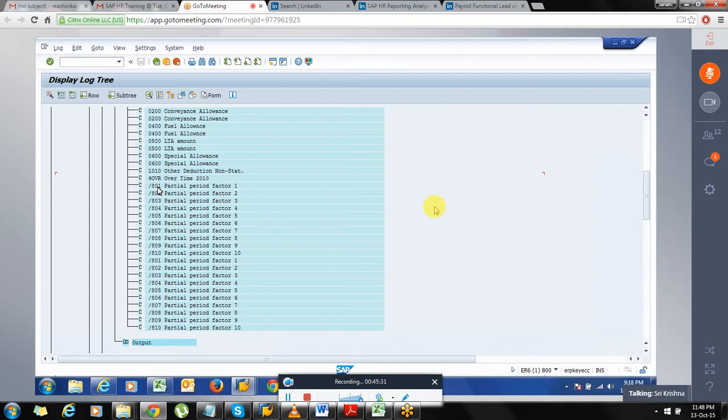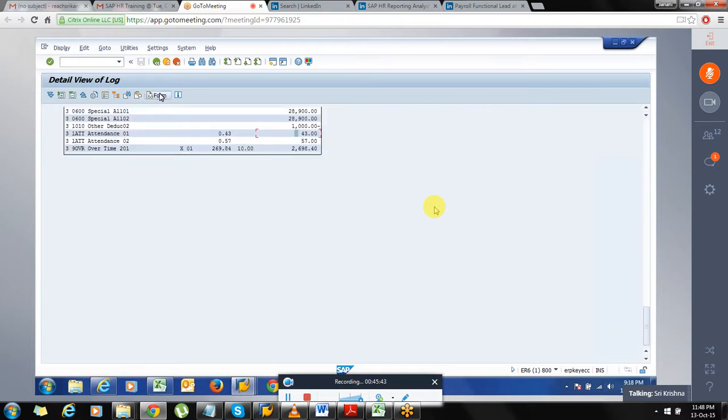If you club these two things, that is the 100 rupees the employee is getting. Based on processing class 5, you can club these things and display them in the payslip like this.